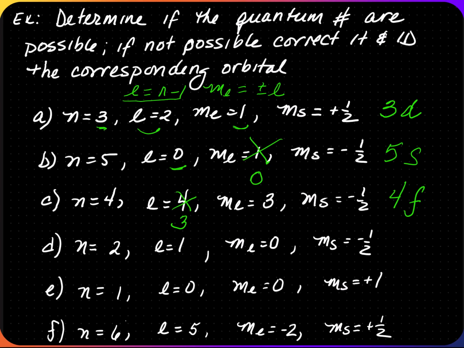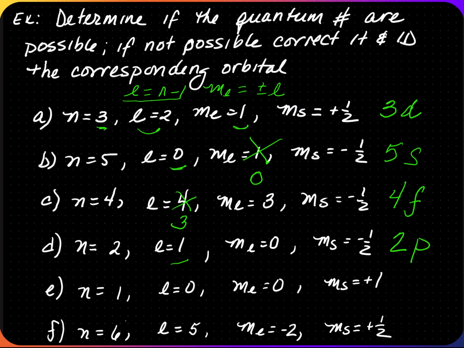So it's going to be 1 or 0. ML is plus or minus 1 because L is 1. So it could be plus 1, 0, or minus 1. And MS could be a negative 1/2, so that is correct. So this is energy level 2.